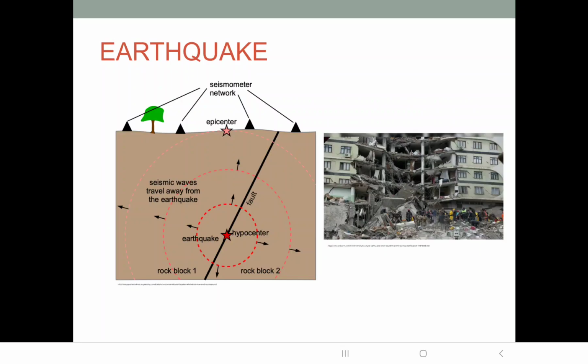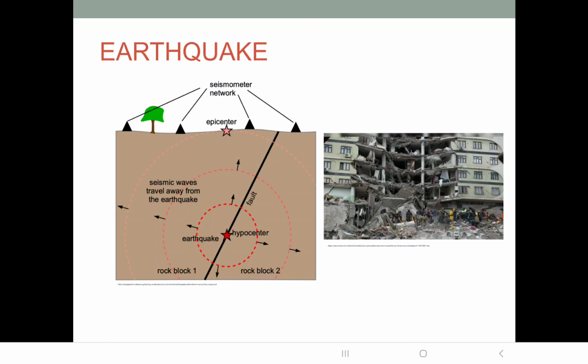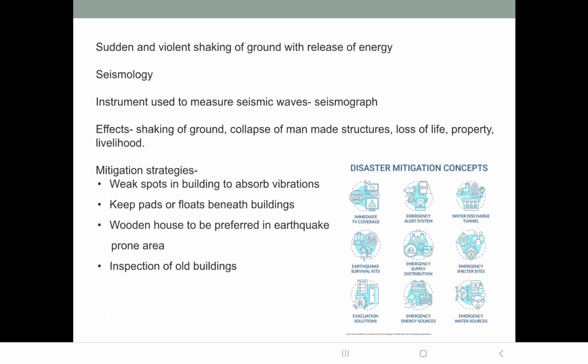So in today's lecture we have discussed natural disasters. First was earthquake. So earthquake is nothing but a sudden and violent shaking of the ground with the release of energy in the form of seismic waves on the earth's surface. The point where this energy is first released is known as the hypocenter. Okay, and the point just above that is known as the epicenter. Then the study of earthquakes is known as seismology. The instrument that is used to measure the seismic waves is called a seismograph.